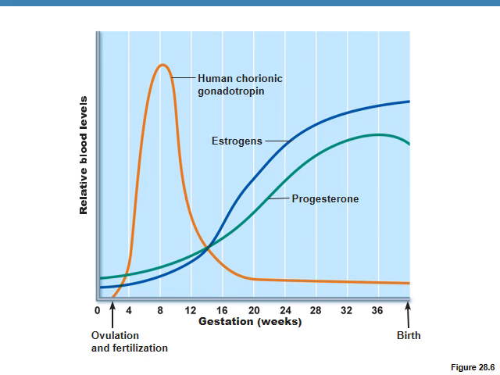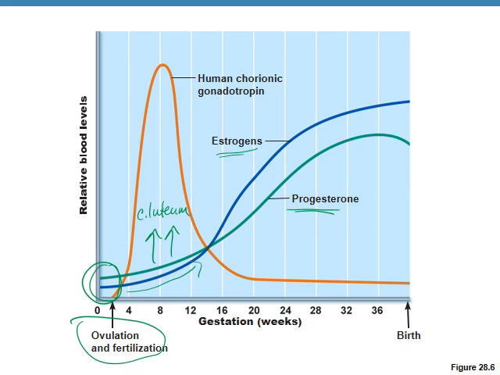This is a nice visual representation. So we can see at the beginning of ovulation and fertilization, there's not a lot of estrogen and progesterone. We have a little, right? It's starting to rise. So this estrogen and progesterone is specifically because of the corpus luteum. And what hormone is directing the corpus luteum to continue to release estrogen and progesterone? That's the human chorionic gonadotropin. And we can see that it peaks at about week 8. And then it starts to decline.